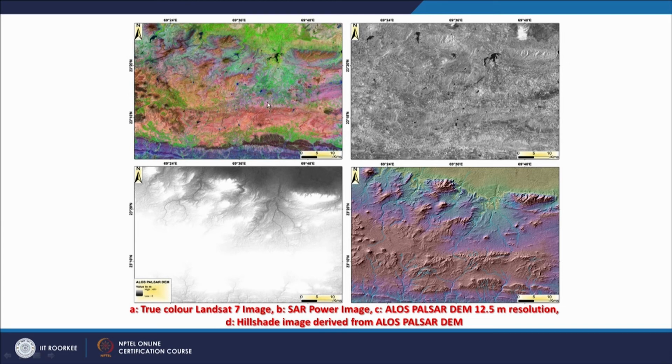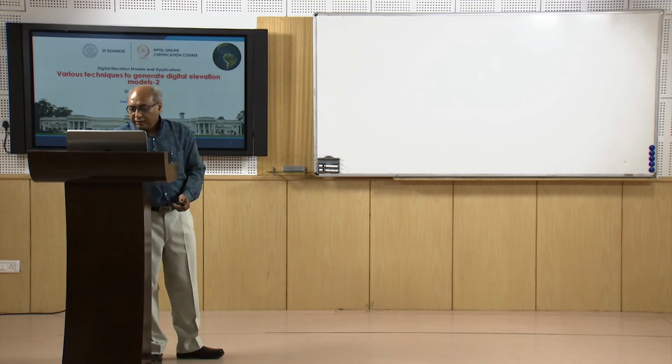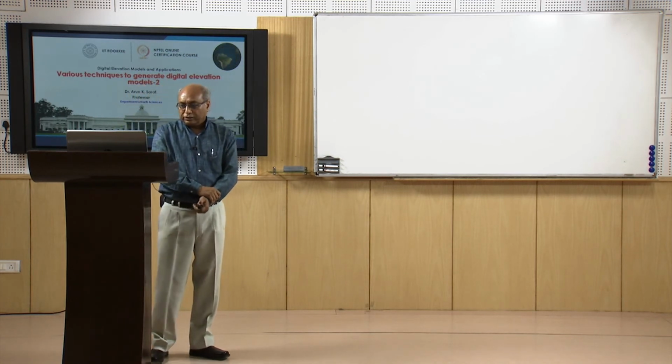You can compare: this is the optical image from Landsat, this is the radar image from ALOS PALSAR, and the data pair of ALOS PALSAR has been used to generate a digital elevation model at 12.5 meters, and then finally a hillshade is generated. You can use this data for various purposes, but this is one very common product, which looks nice, and is shown in this example. So various options are available to generate digital elevation models even using SAR interferometry and radar technology.